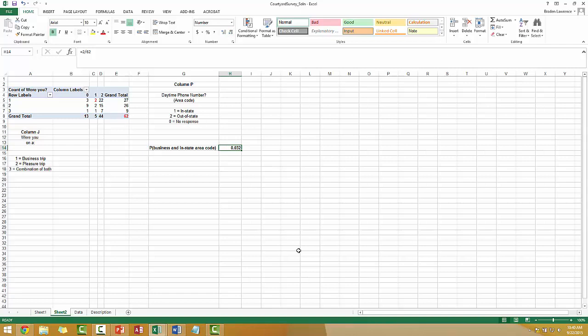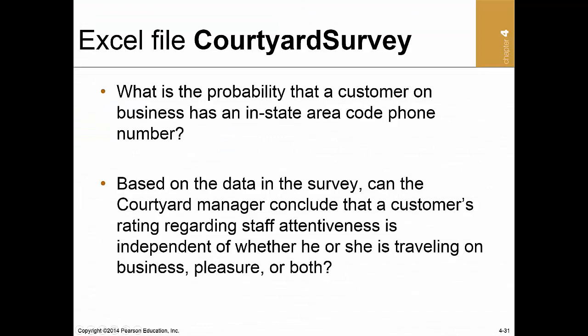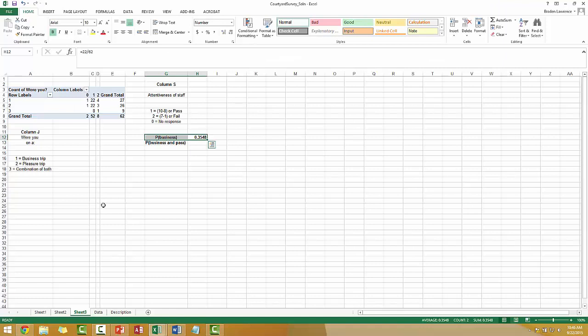The second question asks, based on this data in the survey, can the Courtyard manager conclude that a customer's rating regarding staff attentiveness is independent of whether he or she is traveling on business, pleasure, or both? If a customer's rating is independent of the staff's attentiveness, we would expect the probability of business and pass to be the same as the probability of business that we found earlier.